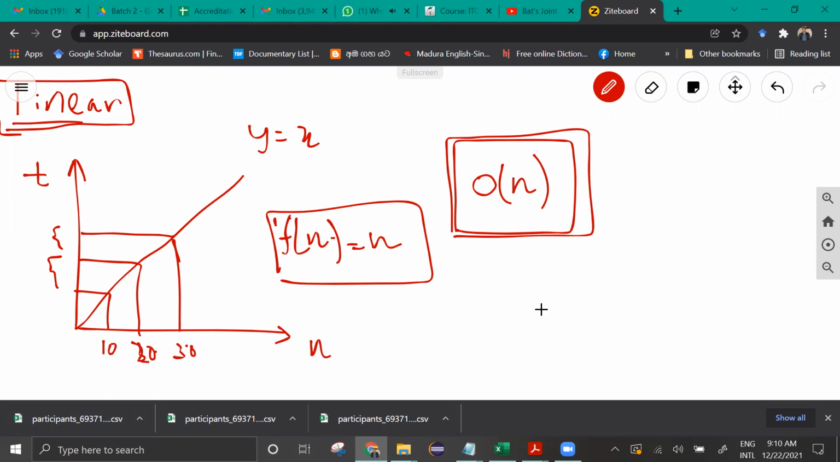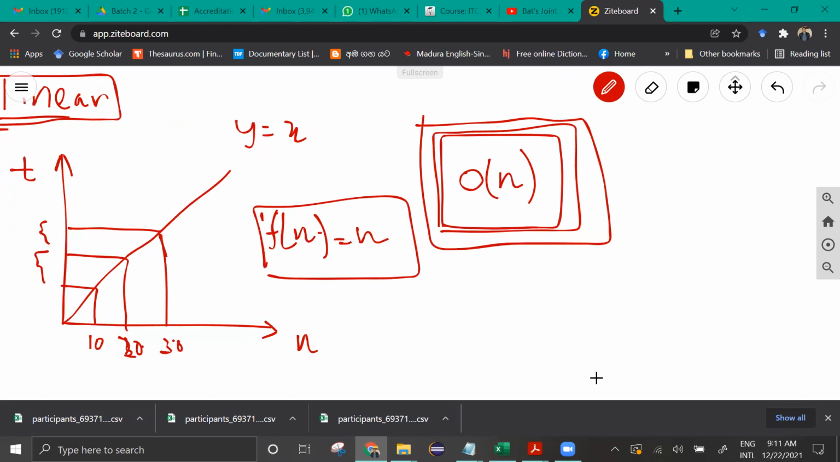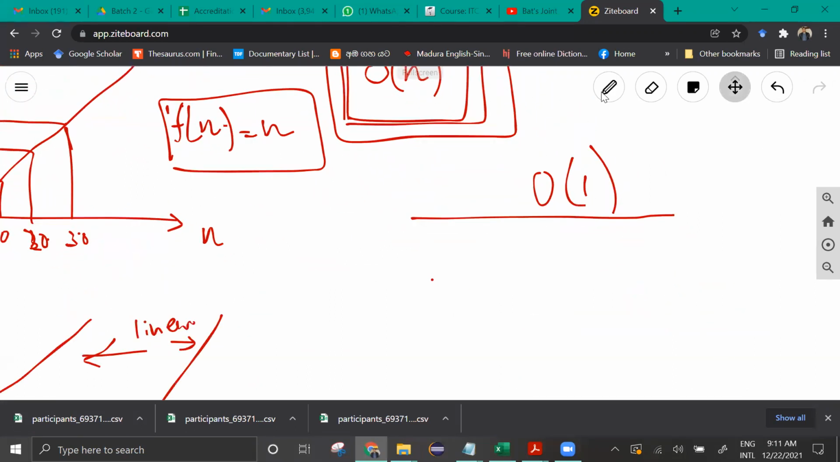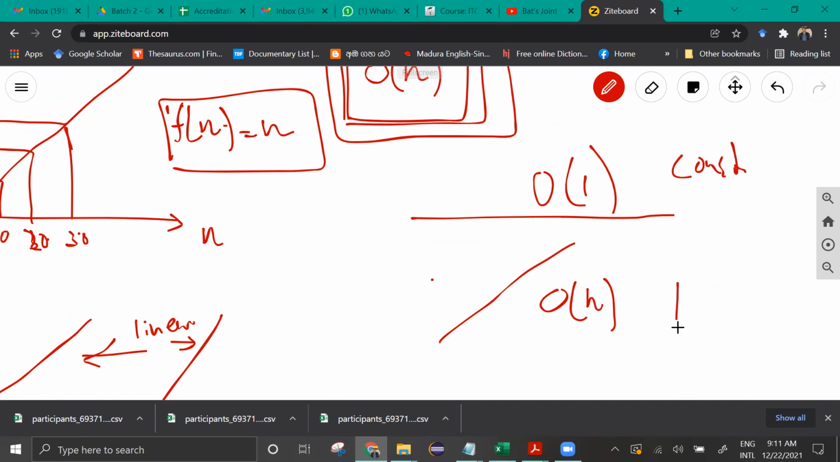This is called linear, big O n. Don't get mixed up with constant and linear, right? Constant, linear, two things. Constant means it is always one value. Big O 1. This is linear. This is big O n. This is constant. This is linear.